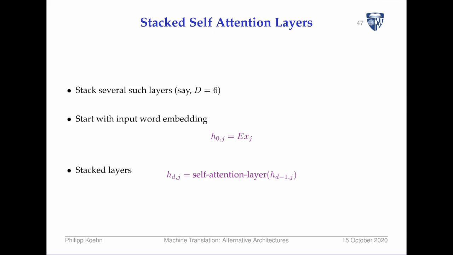So the idea is to do this and have actually multiple of these self-attention layers. A typical number here is six, for some reason. So we have six layers of self-attention. You can use any number of them. And apparently, the more you stack, the better performance you get, but it also increases computational cost and training time.